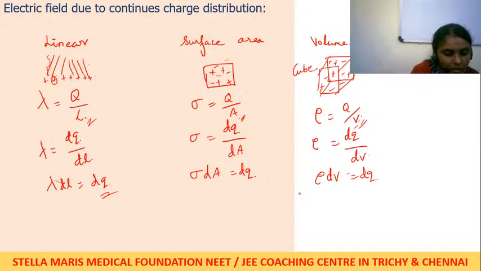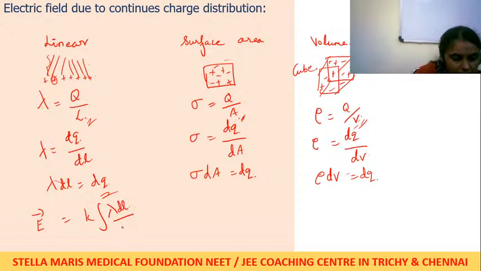When we use this formula in the electric field integration formula we found, no? When we substitute in that formula, we get E vector equal to K into lambda dl divided by r squared into r cap. We know that the E vector value will be equal to K integral of del q divided by r squared, correct?